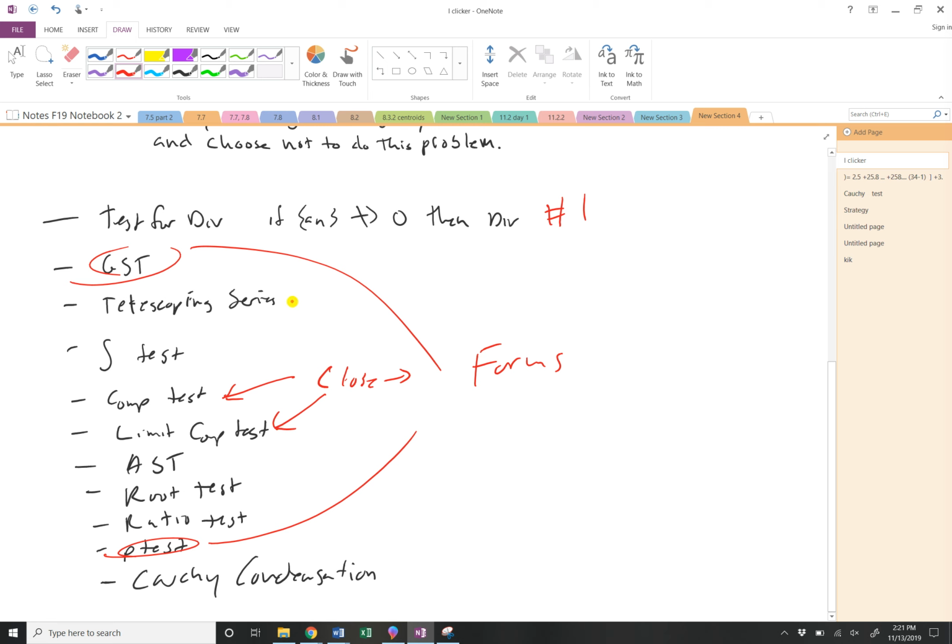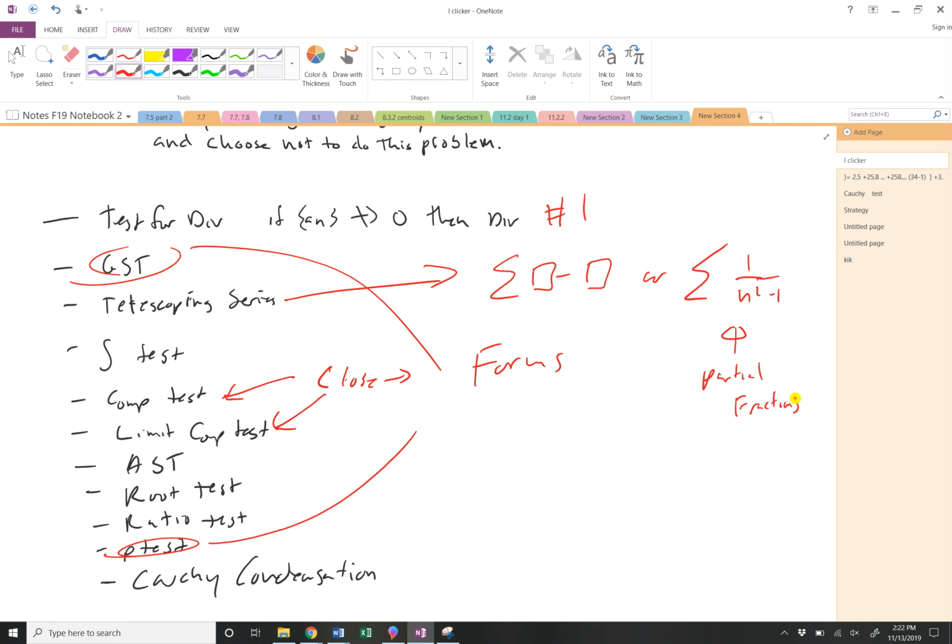What's a clue for telescoping series? Yeah, you have a term minus another term, or you have something that looks like partial fractions, something you could apply partial fractions to. Integral test: natural logs are a big key there if you have the natural log of n. Not always, there are other times when you could do that. It usually ends up being kind of the last thing people try.